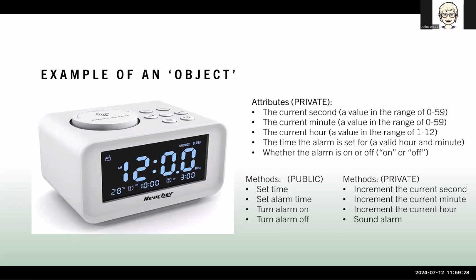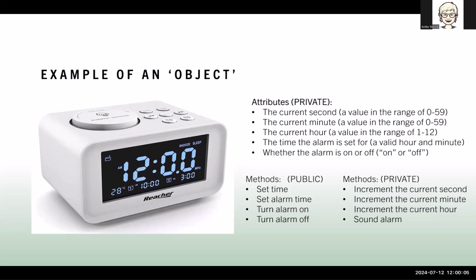For example, the set time method allows you to set the alarm clock's time. You activate the method by pressing a set of buttons on the top of the clock. By using another set of buttons, you can activate the set alarm time. In addition, another button allows you to execute the turn alarm on or turn alarm off methods. Notice that all of these methods can be activated by you, who is outside the alarm clock. Methods that can be accessed by entities outside the object are known as public methods.